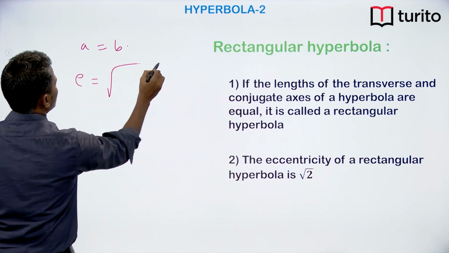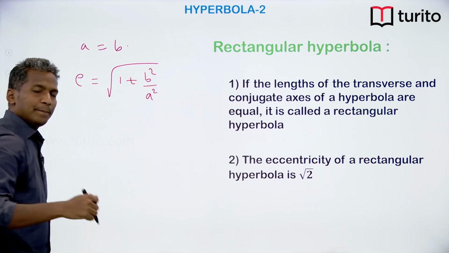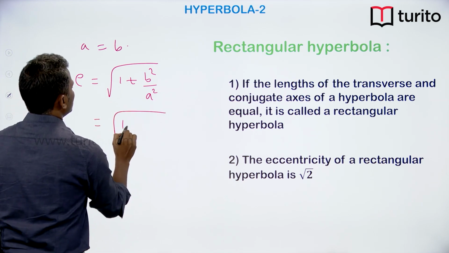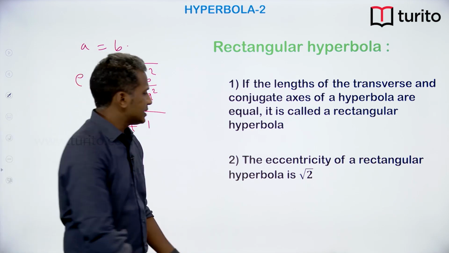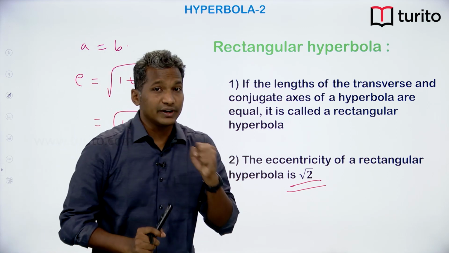E is equal to root of 1 plus b square by a square. Now, because b and a are equal, we can say that this is equal to root of 1 plus 1, which is the same as root 2. So, eccentricity of a rectangular hyperbola is always root 2, it is fixed.